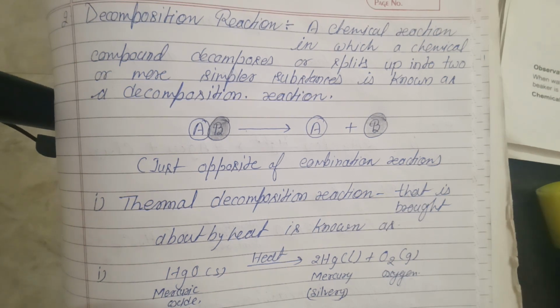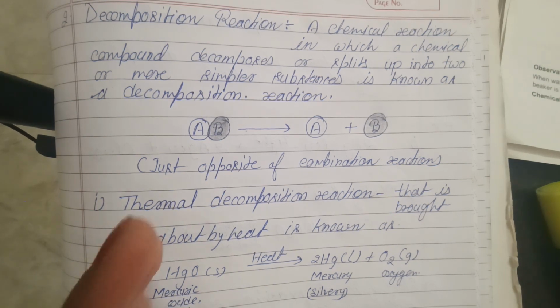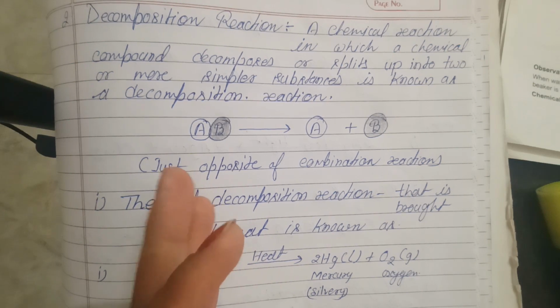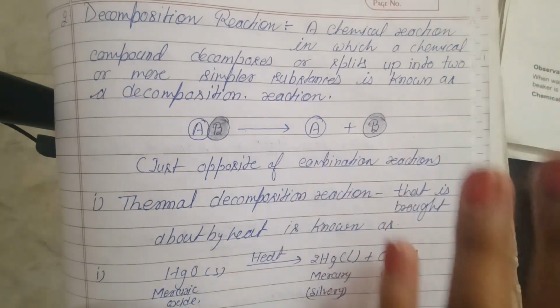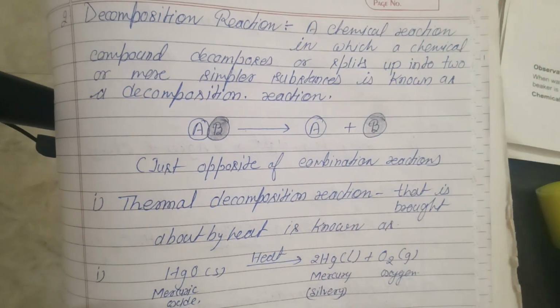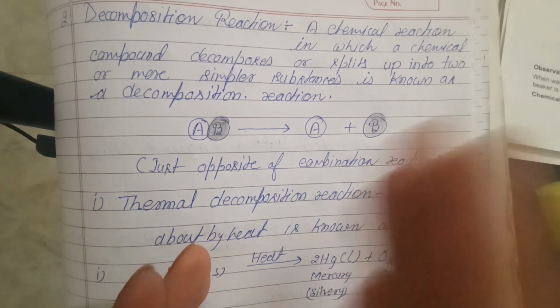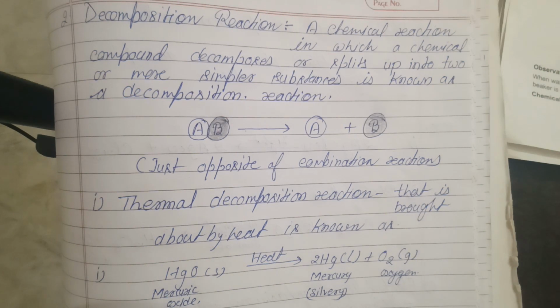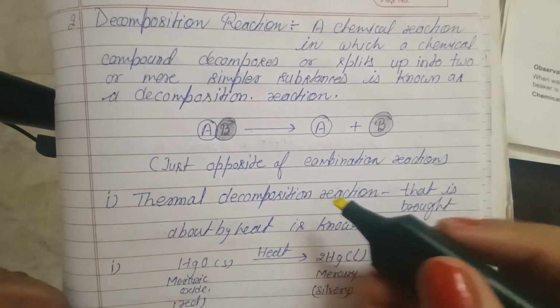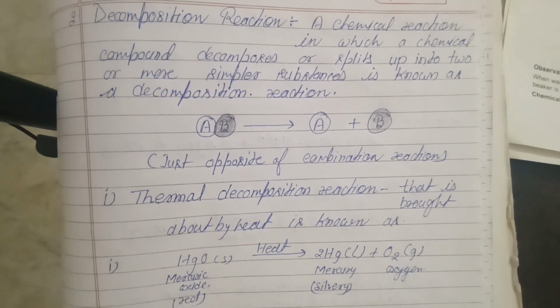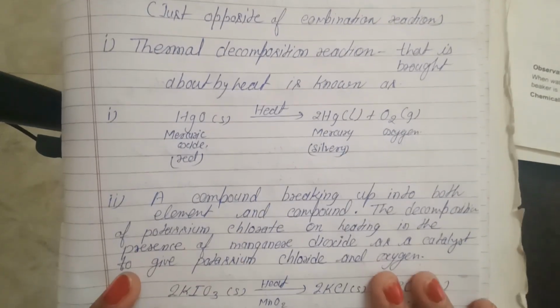A chemical reaction in which a chemical compound decomposes or splits up into two or more simpler substances is known as a decomposition reaction, where one compound or one element breaks down into two new or maybe more than two new compounds. It is just the opposite of the combination reaction. Clear?